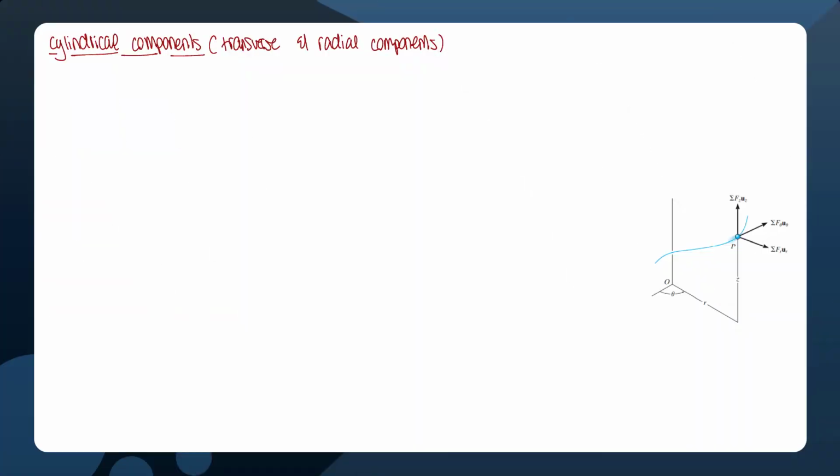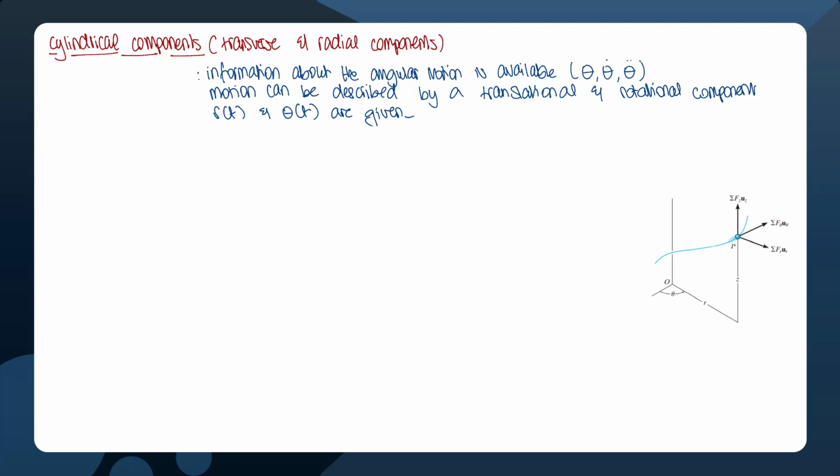Now, concerning the cylindrical components, we're actually talking about the transverse and radial components. One needs to make use of this coordinate system whenever information about the angular motion is available. So whenever in the problem statement you see values like theta equals, theta dot equals, or theta double dot equals, you should directly assume a cylindrical coordinate system. Another case in which you would assume a cylindrical coordinate system is when the motion can be nicely described by a translational and rotational component.